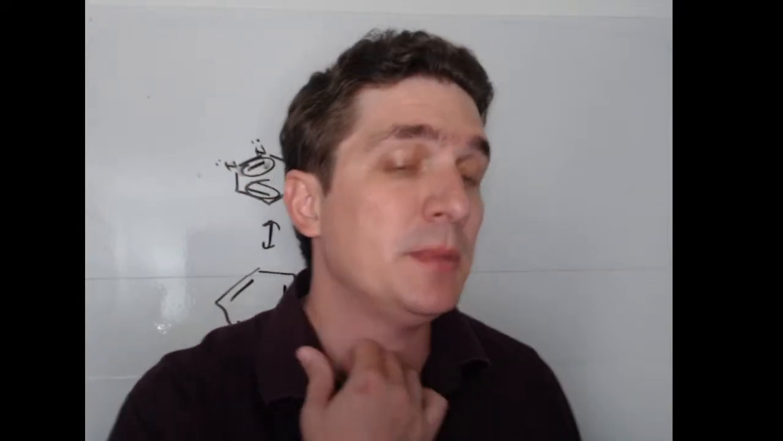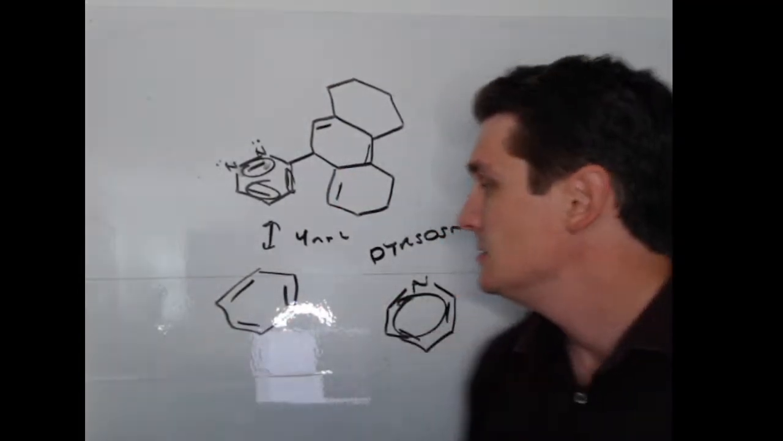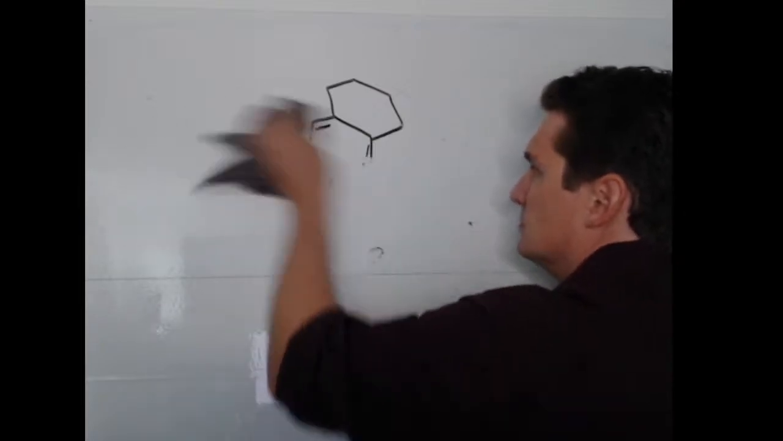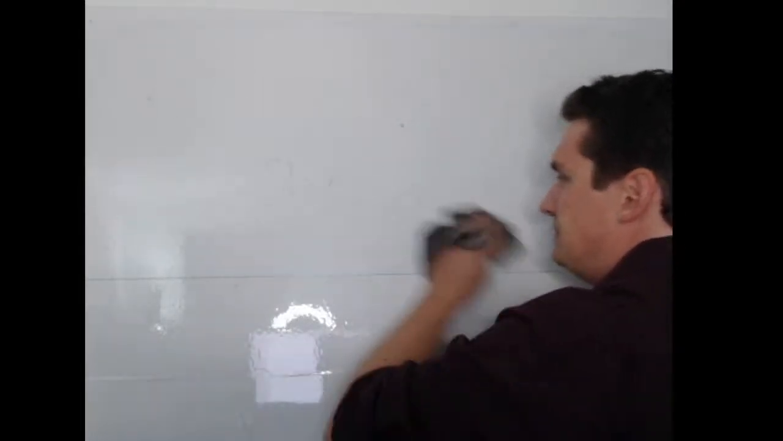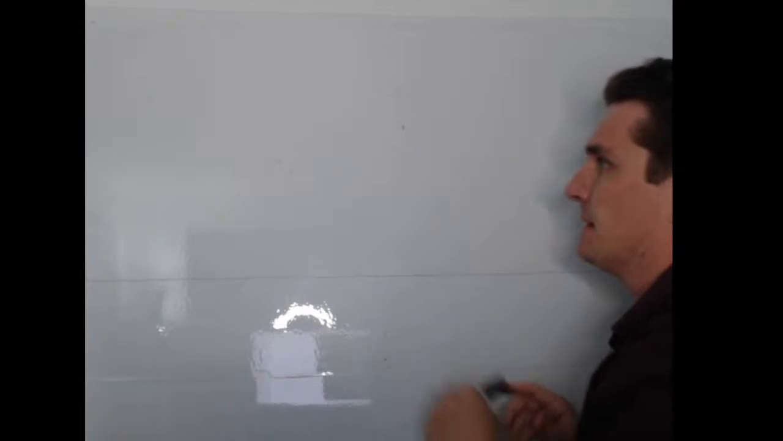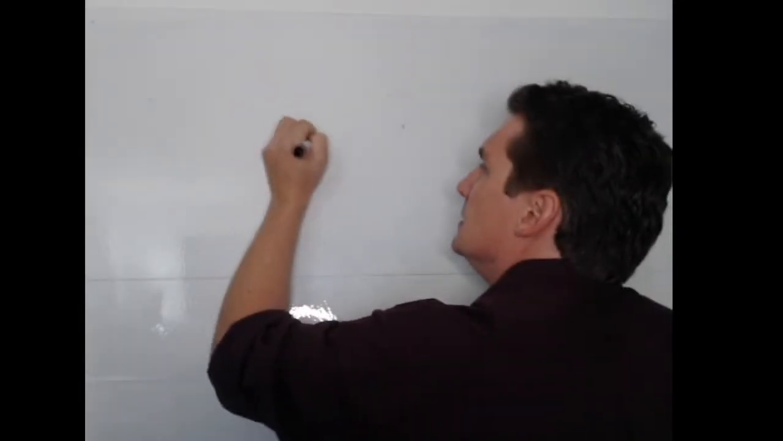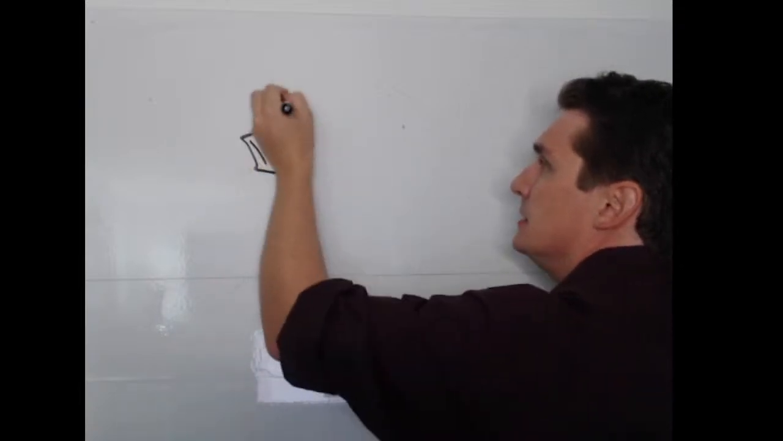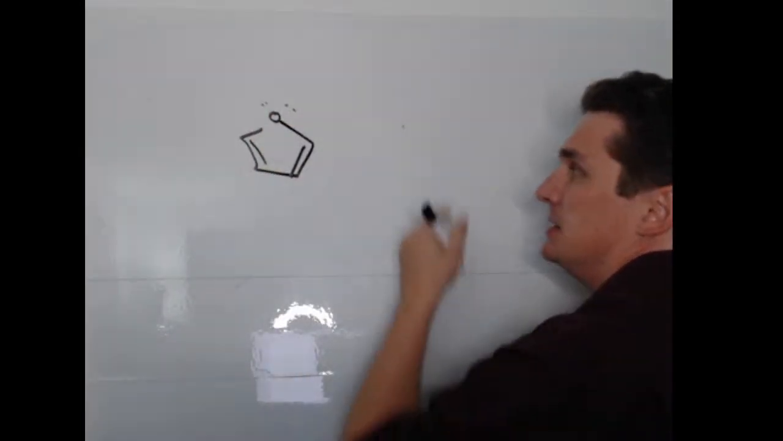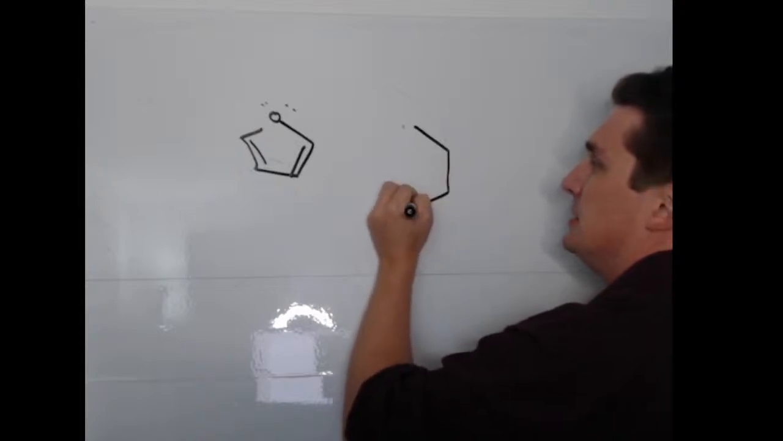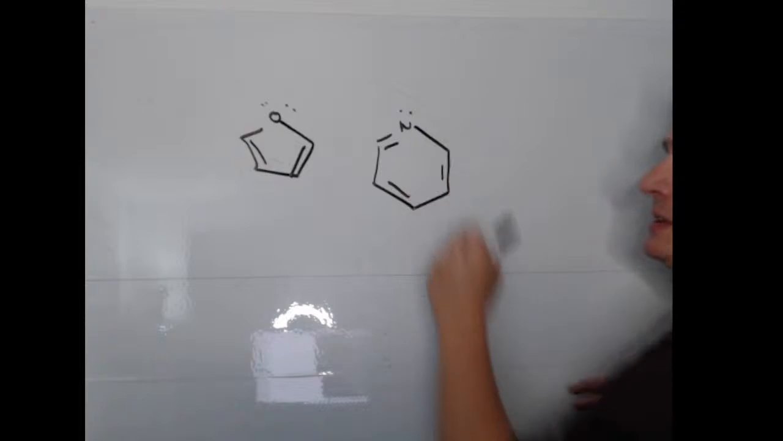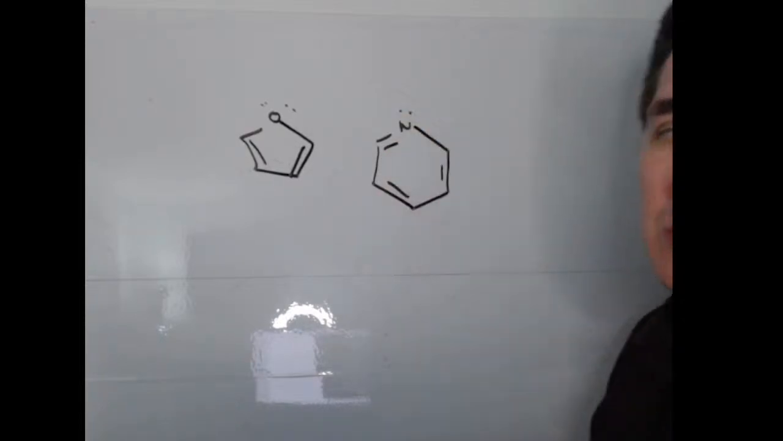Correct. You only count lone pairs if you need them. So a case of this would be tetrahydrofuran. So tetrahydrofuran, we have oxygen. This is an aromatic compound. We need the lone pairs on the oxygen to get it involved. But in something like pyridine, the nitrogen is already involved in the conjugated system because of the double bond, so we don't need to invoke its lone pairs.